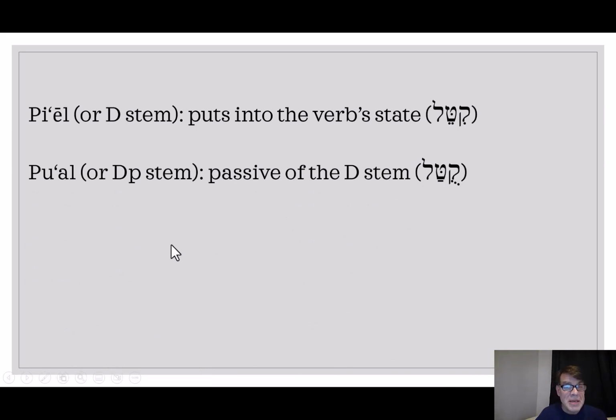Sometimes called the DP stem for D passive, doubling passive. The vowels are a UA pattern, so we have a kibbutz and a patak, and it's still doubled. So this is the passive. If katail means to put into a killed state, to murder, I suppose, then the passive, the D passive, is to be put into a killed state, something like that. So this is the passive of the D stem. Its name is the pual.